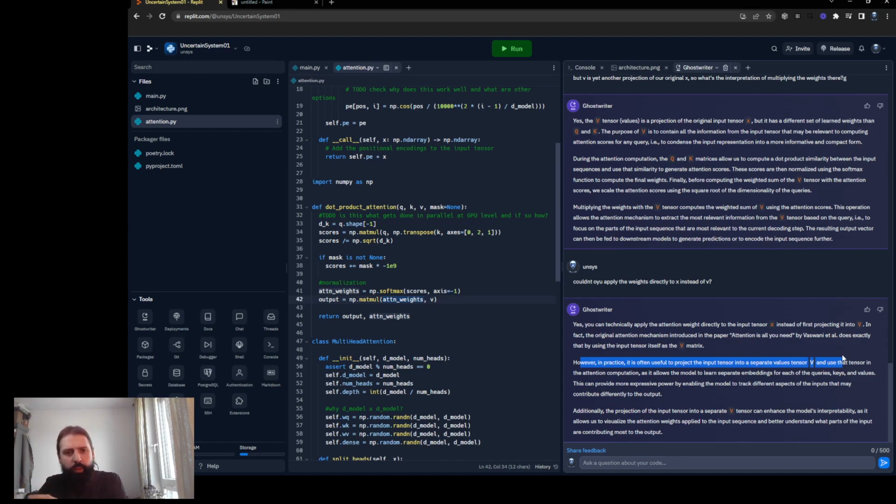So you take the weights, and that seems to make more sense to me, right? So you apply them to the input vector. But yeah, the idea here is you project it, so you kind of do something else, I guess. You learn something else, rather than, I don't know. I'm not so sure that makes sense to me though. More expressive power, enabling the model to track different aspects of the inputs that may contribute differently to the output.